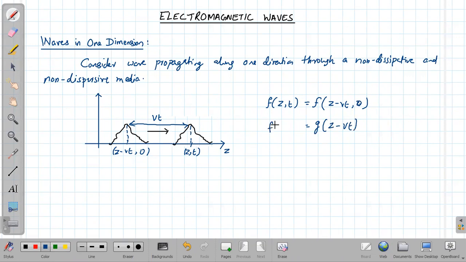Okay, so this is one condition of any wave function. The wave function in one dimension must be a function of z minus vt, if z represents the location, the position, and v is the speed of the wave, and t is the time. A wave function has to satisfy this expression. So this is the condition if the wave is propagating in the positive z direction.